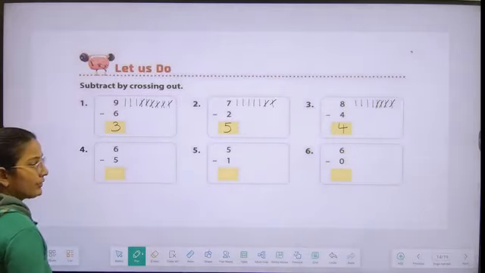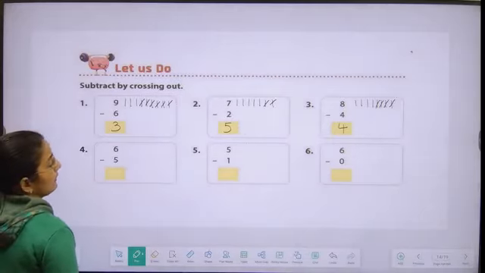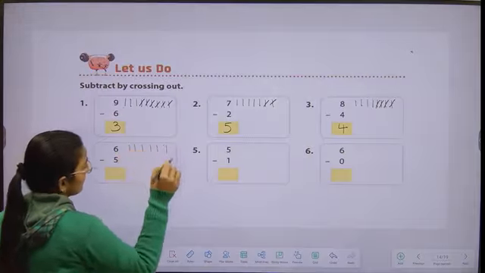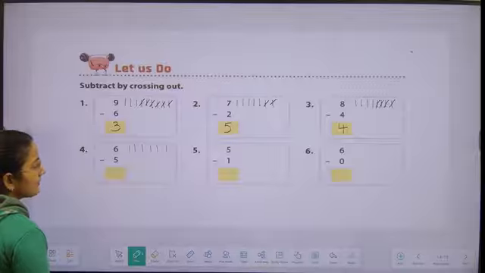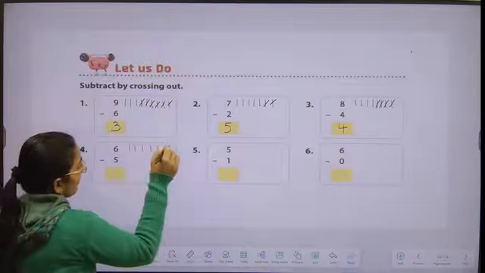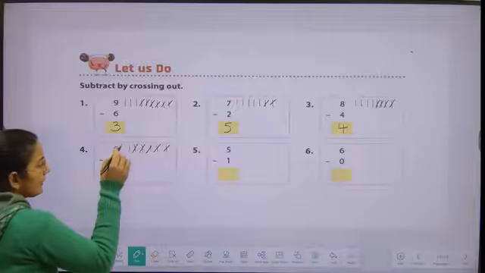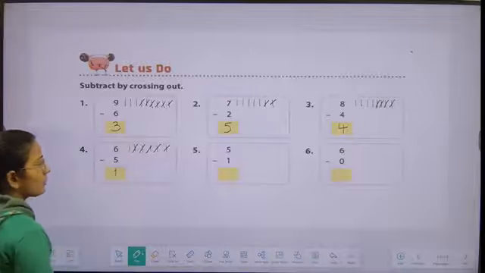In the next one, what we have to do? We have to draw 6 lines. 1, 2, 3, 4, 5, 6. Out of these 6 lines, we have to cut 5 lines. 1, 2, 3, 4, 5. Now, how many lines are left with me? Just one.